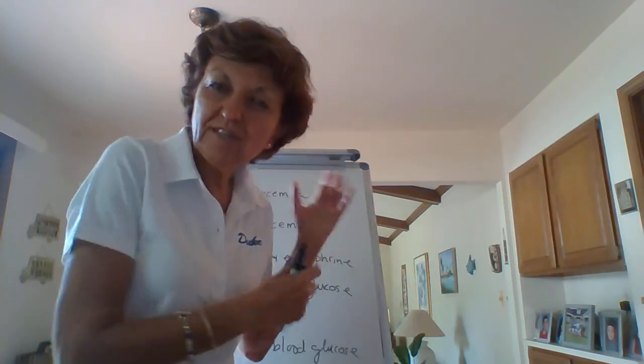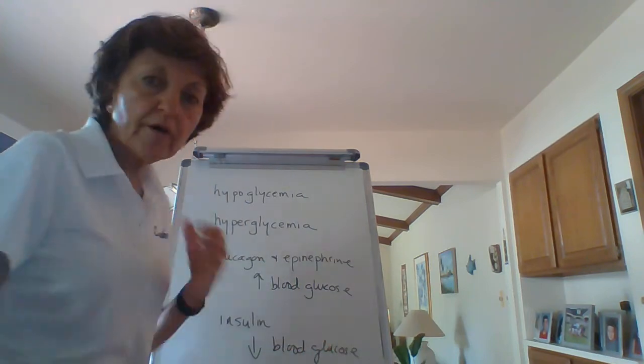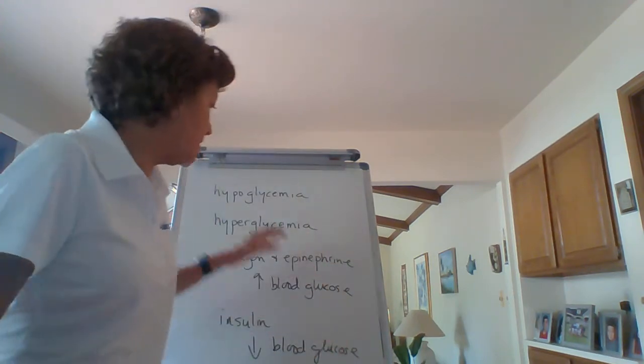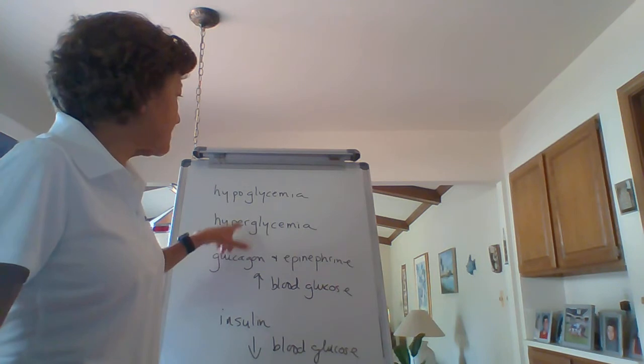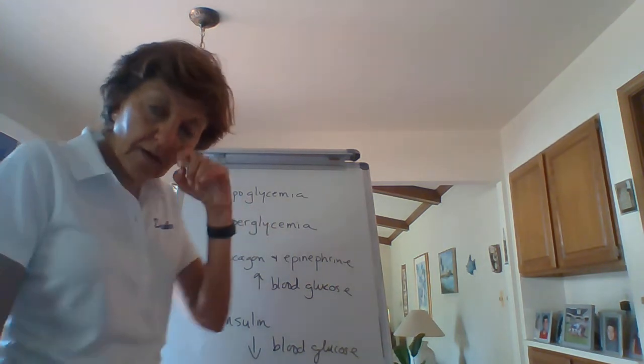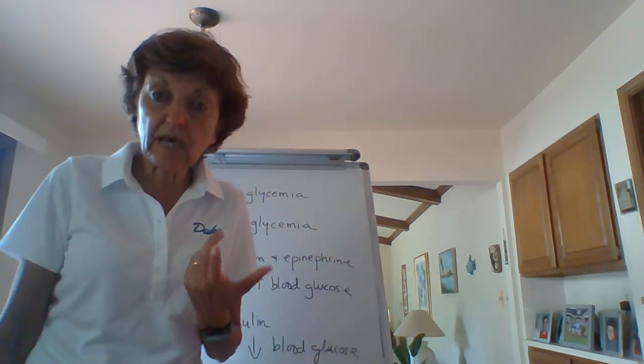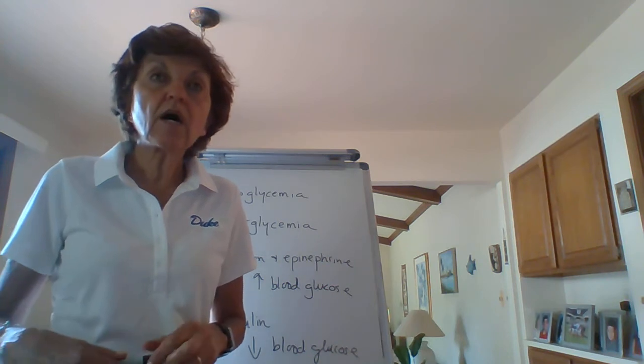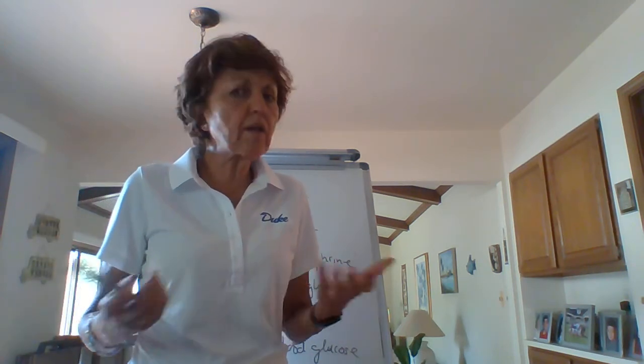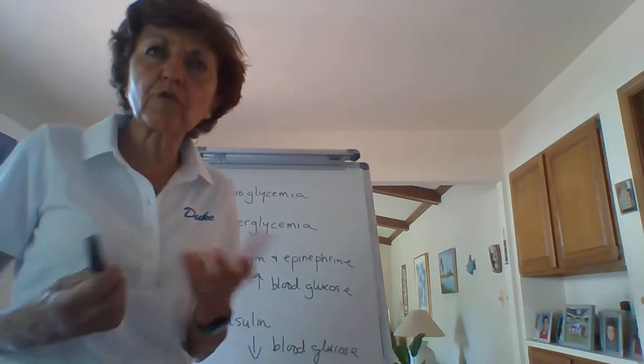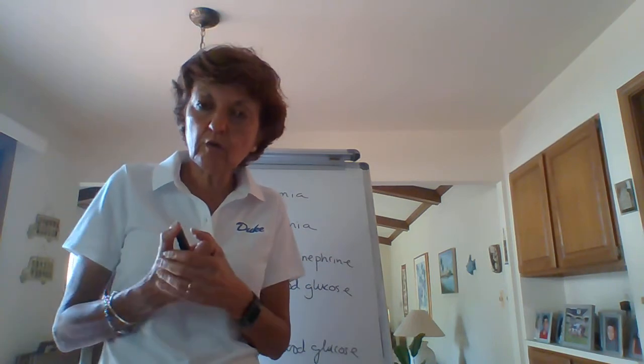So before we get started with the reactions of glycolysis, let's just make sure we know a few important words here. On your what you need to know list, there are these words, hyperglycemia and hypoglycemia. Hyperglycemia just means high blood glucose levels.